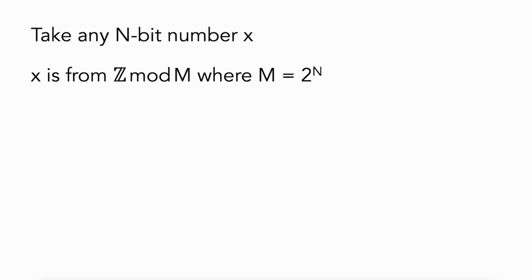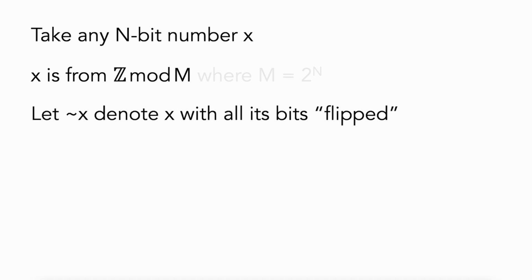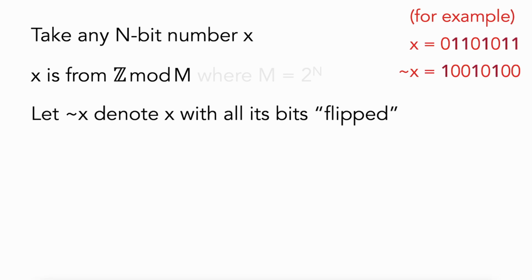Let's suppose we have some arbitrary n-bit number x. We saw that x is from the mod group with modulus m, where again, m is 2 to the n, but actually we don't care about the value of the modulus here. Now, let's use squiggly x to denote x with its bits flipped. There's an example in the upper right corner if you want to see what this looks like. Well, as we saw before, x plus squiggly x gives us all ones. And again, feel free to confirm with the example in the upper right corner. We know that all ones gives us the modulus minus 1.